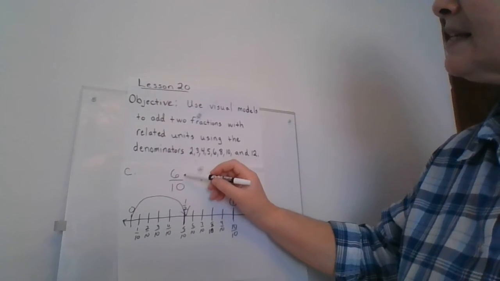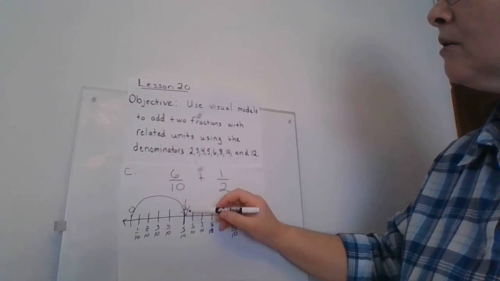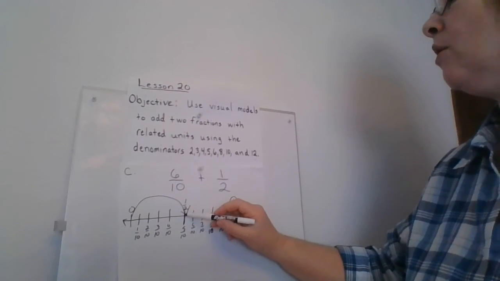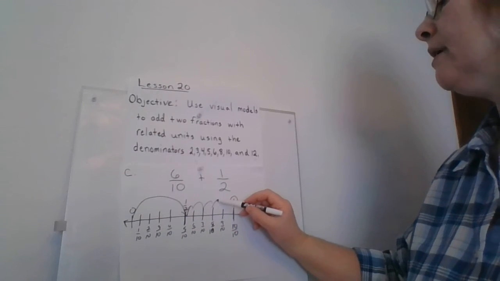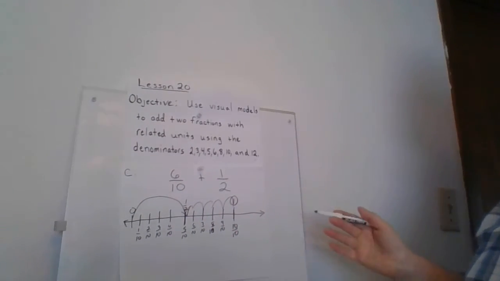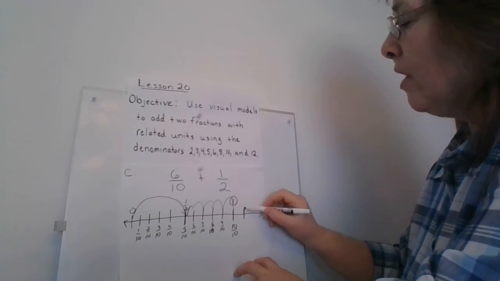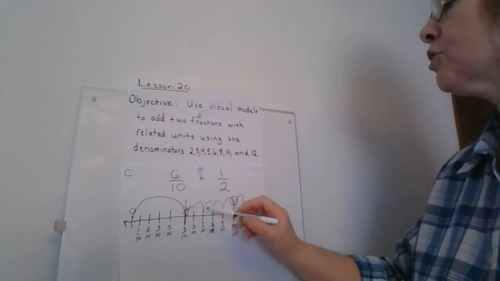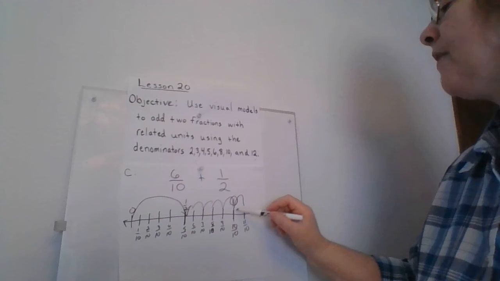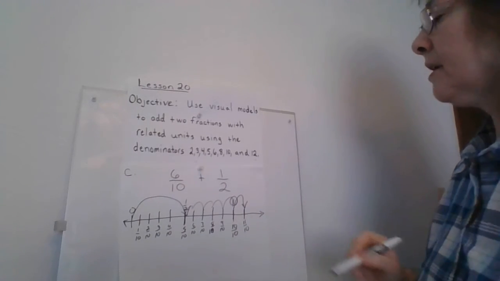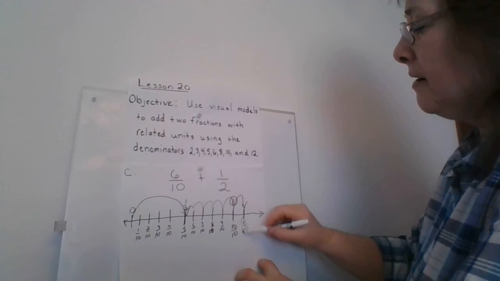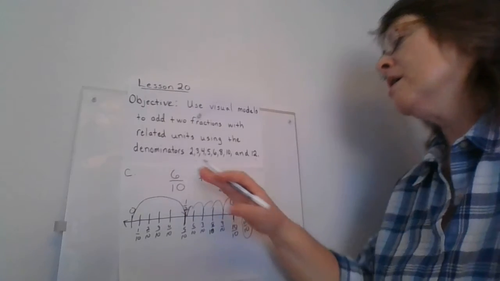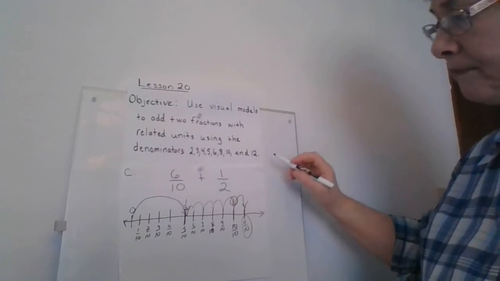And then I also now have to add 6/10 to my half. That means I have to take 6 more jumps. So if I go 1, 2, 3, 4, 5, there's not enough. So that means I need to add one more line to make that 11/10. So that would show 1, 2, 3, 4, 5, 6. I jumped 6/10 more, so I end up on 11/10.